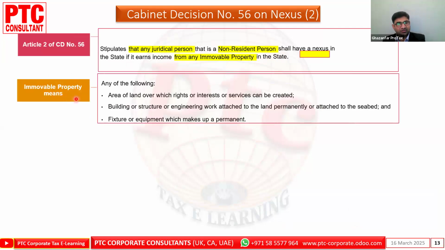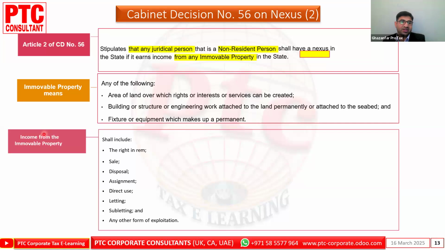Immovable property means any of the following: any area of land over which rights, interests or services can be created; a building, structure or engineering work attached to the land permanently. Everything permanently associated with the land or attached to the seabed, and fixtures or equipment which make it permanent. Income from immovable property shall include rights in rem, sales, disposal, assignment, direct use, letting, subletting, and any other form of exploitation.